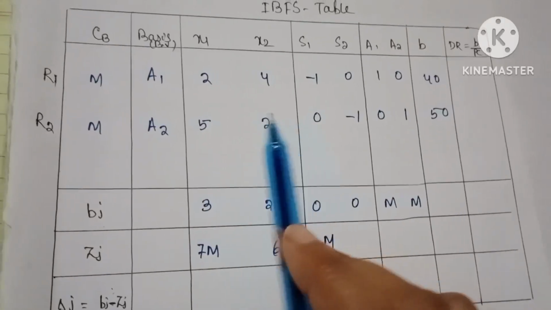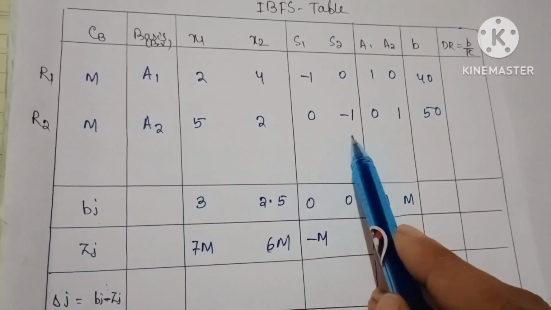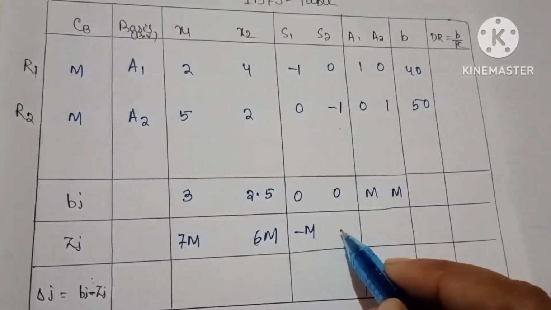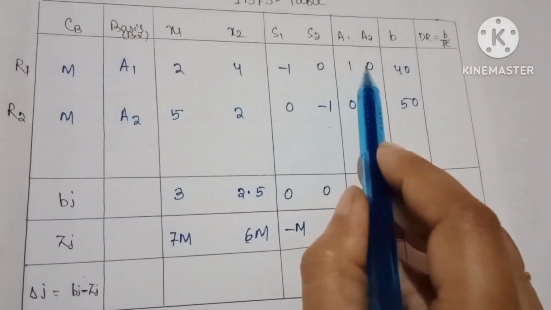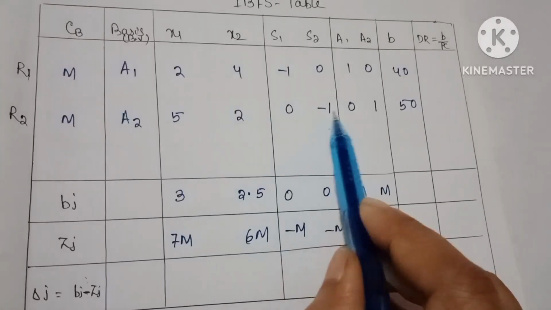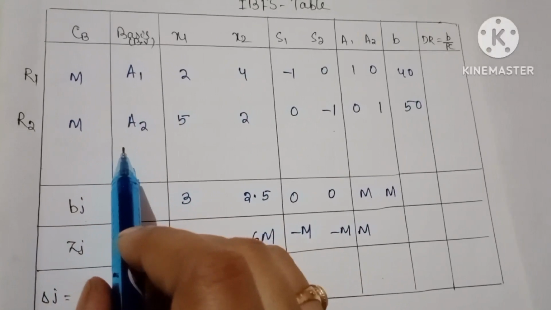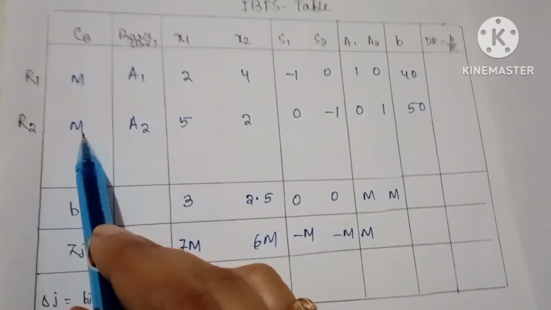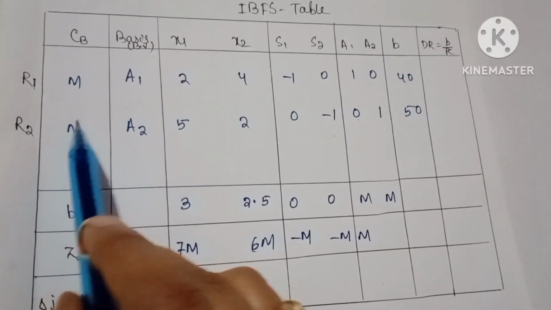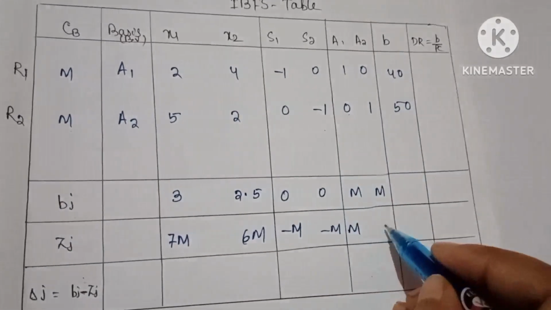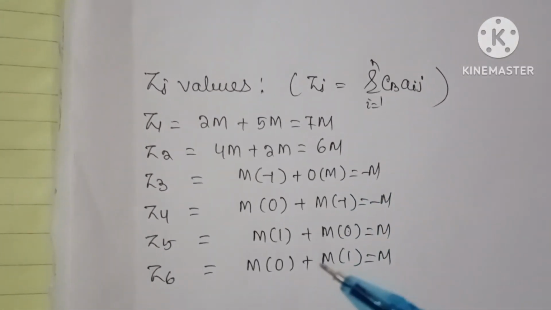Next, Z4 equals M into 0 plus M into minus 1, which again becomes minus M. Now Z5 equals M into 1 plus M into 0, which equals M. Next, Z6 equals M into 0 plus M into 1, which equals M. So this is how we can calculate the values of Z.